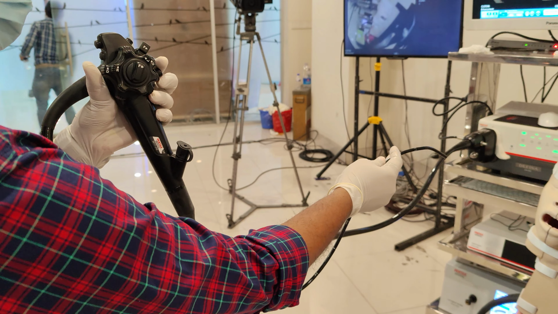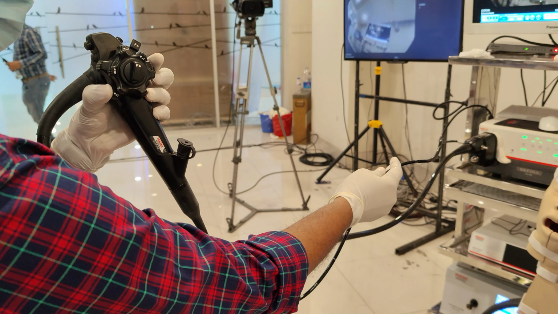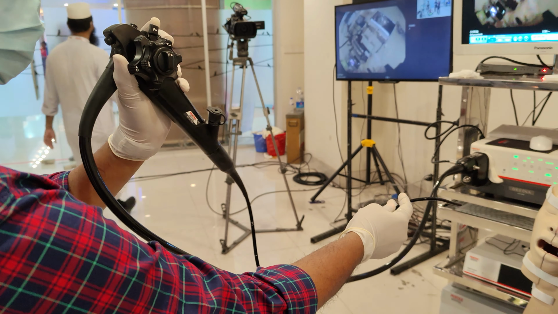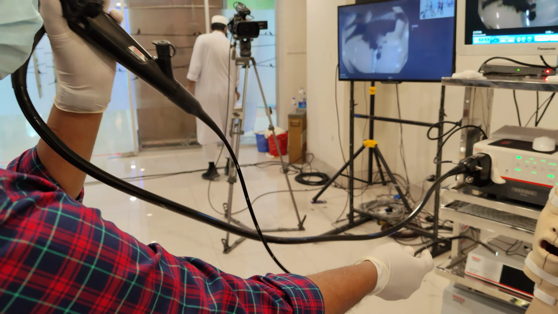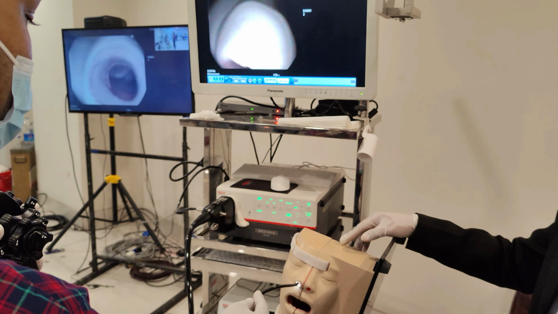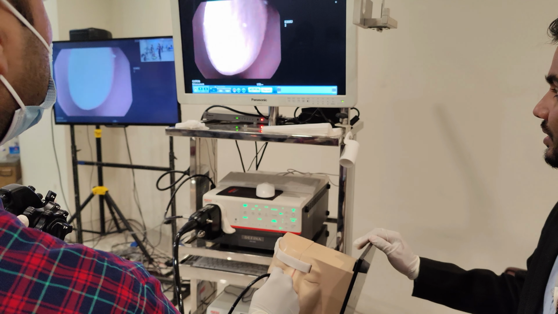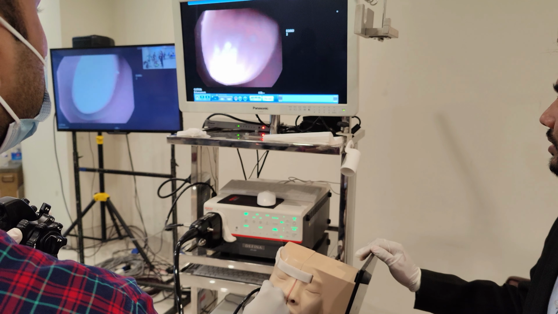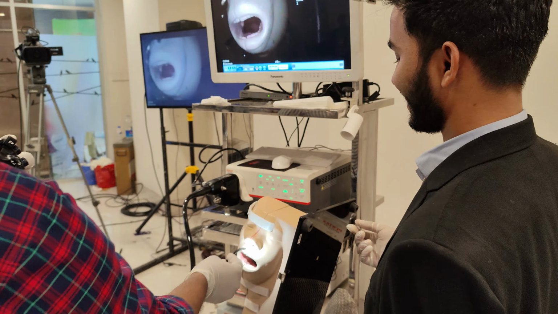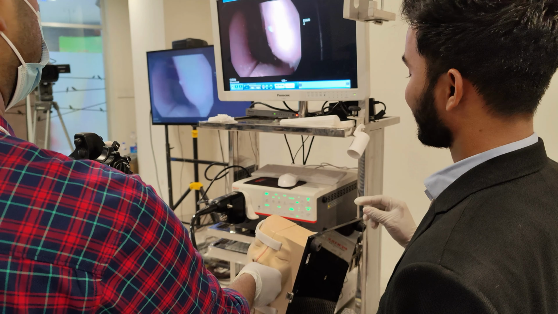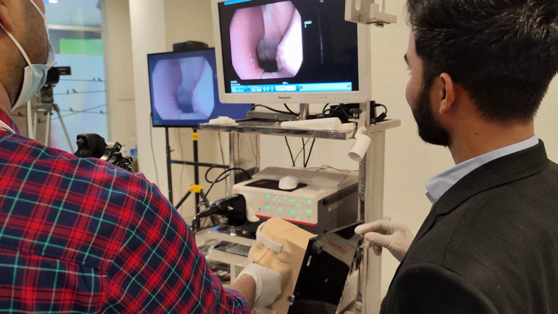First, orient yourself with the movement of the scope tip in conjunction with your hand button movement. So I am first inserting the scope through the right nostril, and I can see here there is DNS. So I cannot negotiate my scope on this side, so I am withdrawing it, and let's try to insert it through the left nostril. On this side, the space is much wider.